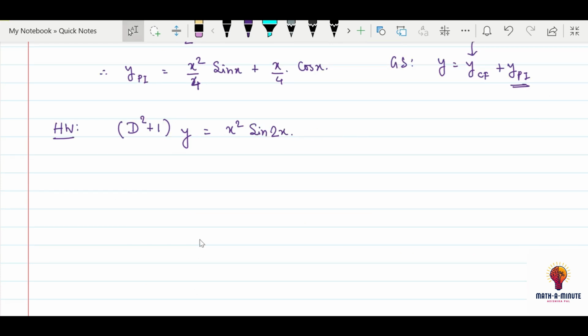Now it's your job to solve the particular integral for this problem. It's a second degree polynomial, so for that, our formula will be changed. So just try to solve this problem.